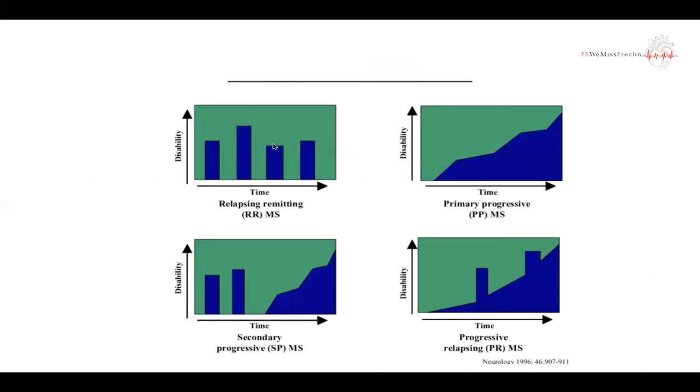And here is a graphic to just show that. And that's going to be the most common one. That's your primary progressive, your secondary progressive. We don't really talk about progressive relapsing, but these three are important to know, plus your fulminant MS.